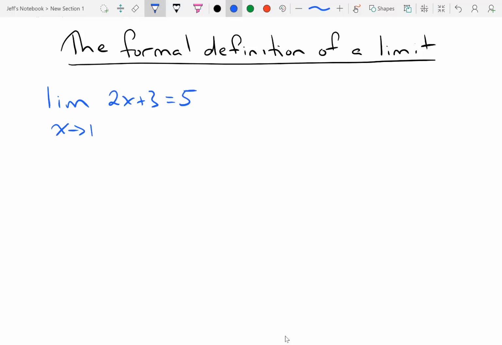And what we want to do here is formally go about convincing everyone that this limit does in fact equal 5. And the idea to keep in mind here is that when I look at a limit as x approaches 1, x gets close to 1 but never actually gets to 1. So how am I going to convince you that the limit is going to get to 5 if x never actually gets to 1? So that's worth writing down. If x never gets to 1, how am I going to be able to show you that the limit gets to 5?